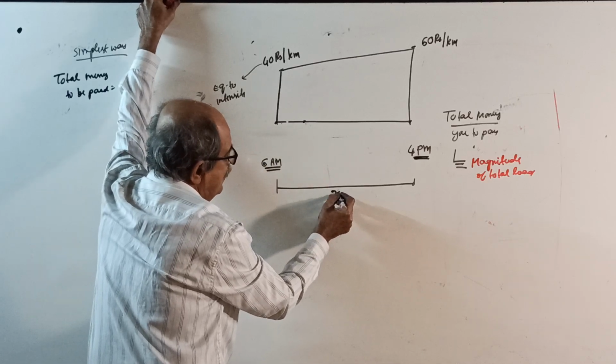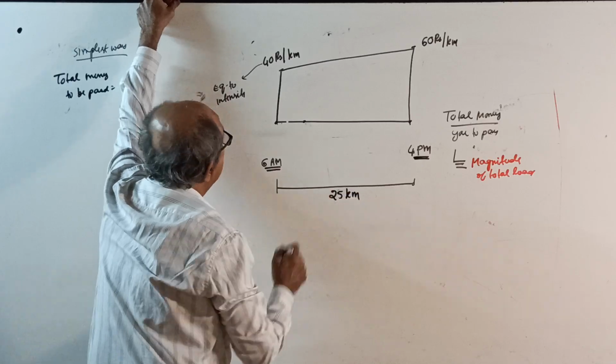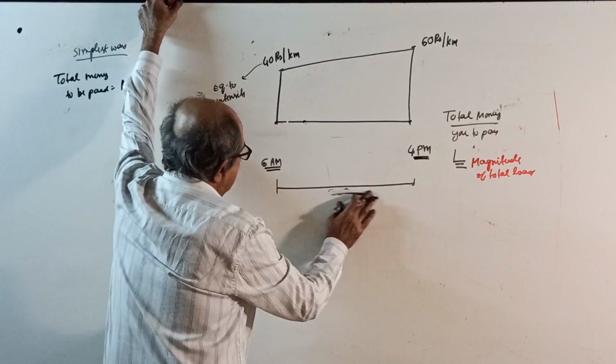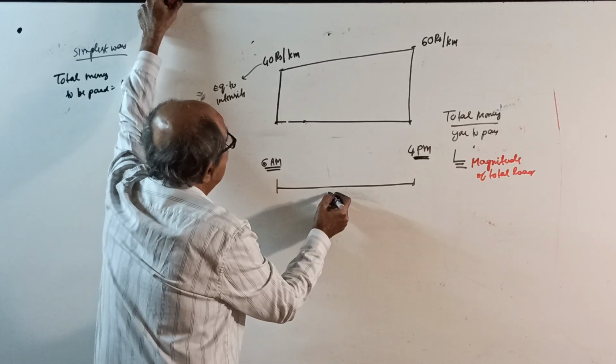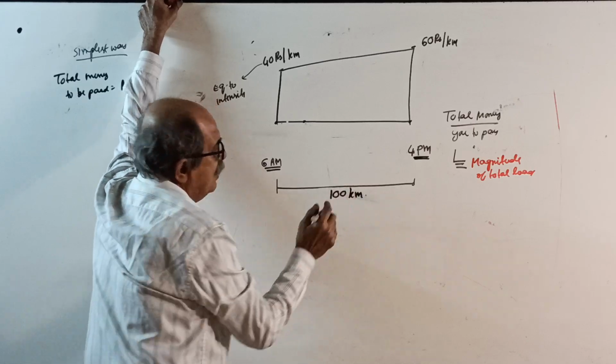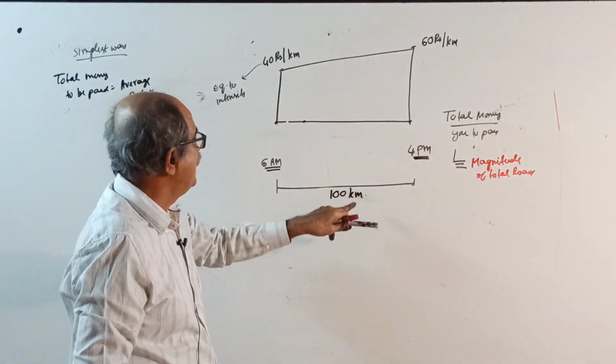25 kilometers, city driving. Actually 25 kilometers is too small. Okay, I'll make it 100 kilometers. You traveled for 100 kilometers. Now I require the kilometer axis here.